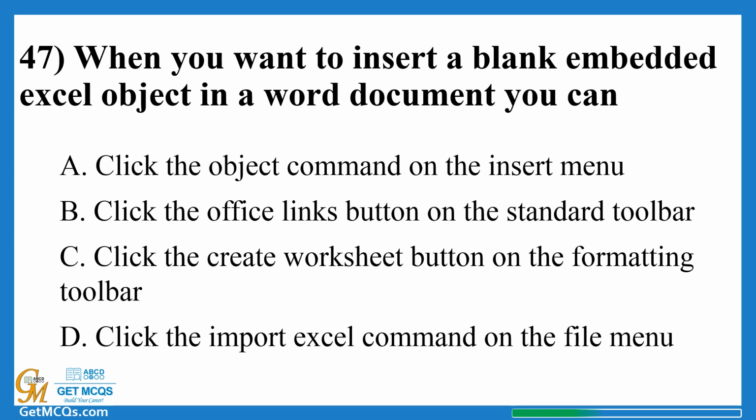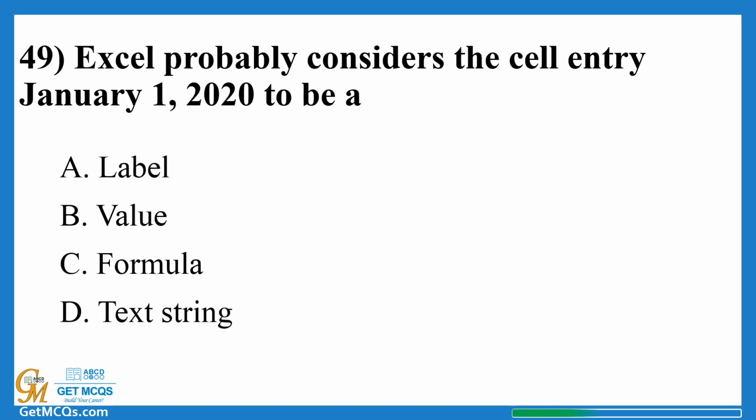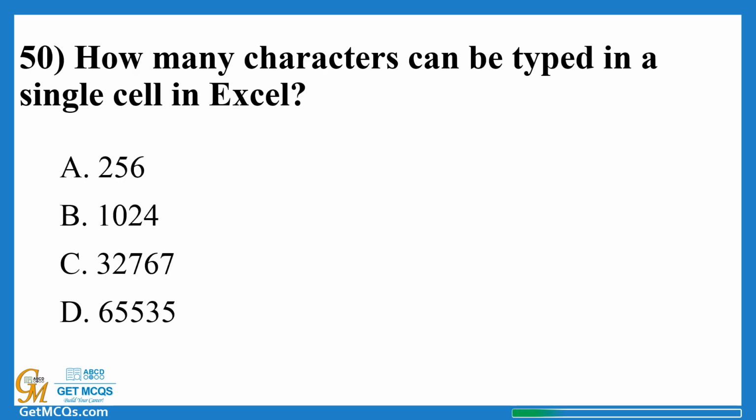47. When you want to insert a blank embedded Excel object in a Word document, you can. Answer, A. 48. What symbol is used before a number to make it a label? Answer, D. 49. Excel probably considers the cell entry January 1, 2020 to be a. Answer, B. 50. How many characters can be typed in a single cell in Excel? Answer, C.